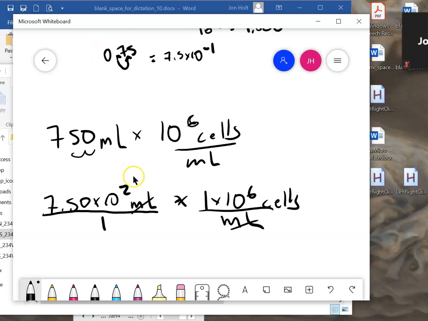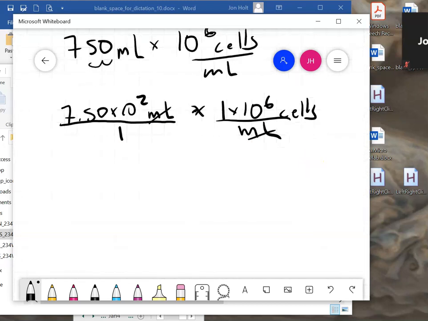So now we have, let's see. So we're going to multiply 7.5 times 1. We're just going to start with these, and then we're going to do the exponents. 7.50 times 1 equals 7.50. So that's going to be at the start of our answer.